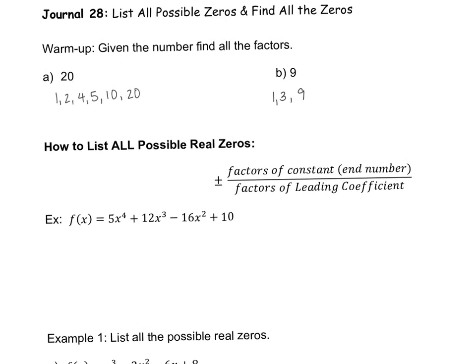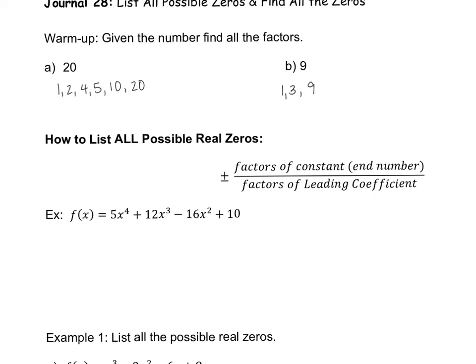Listing out factors is going to really help us when it comes to finding all the real possible zeros, or all the real possible solutions, for a polynomial. There's a formula, and it looks really intimidating, but it's actually a very simple formula. If you want to find all the real possible solutions, what you do is take the factors of the constant. The constant is always the number that doesn't have x. In this case, 10 here is the constant. Let me use a highlighter here. There we go. So 10 is our constant.